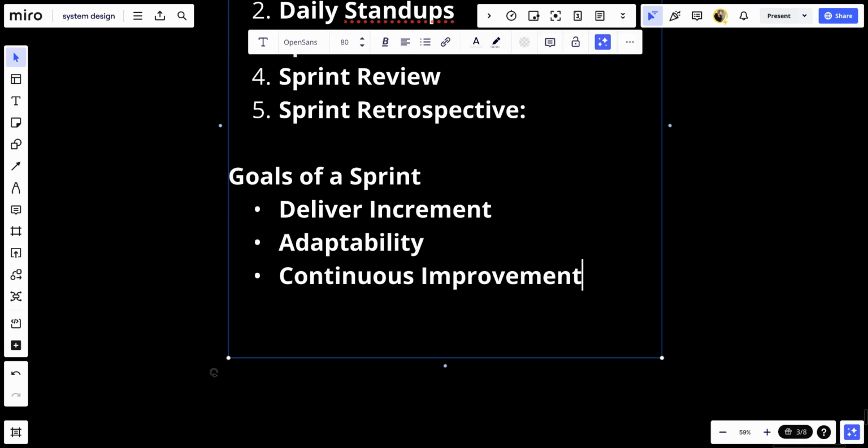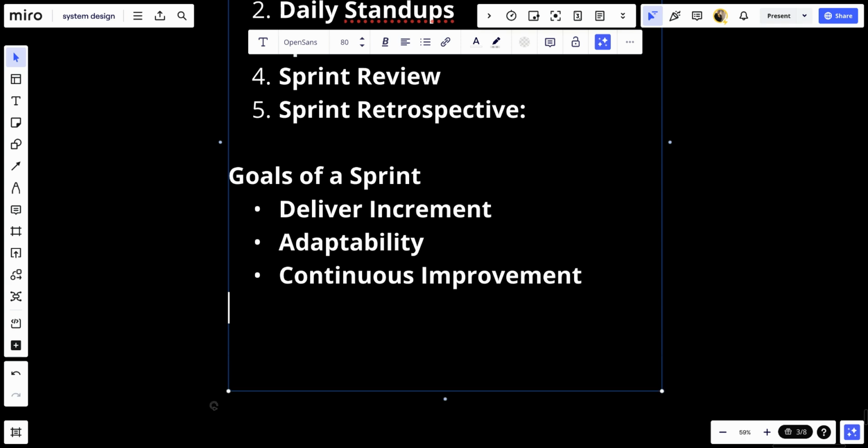And number three, continuous improvement. The regular sprints, coupled with retrospectives, foster a culture of continuous improvement within the team.